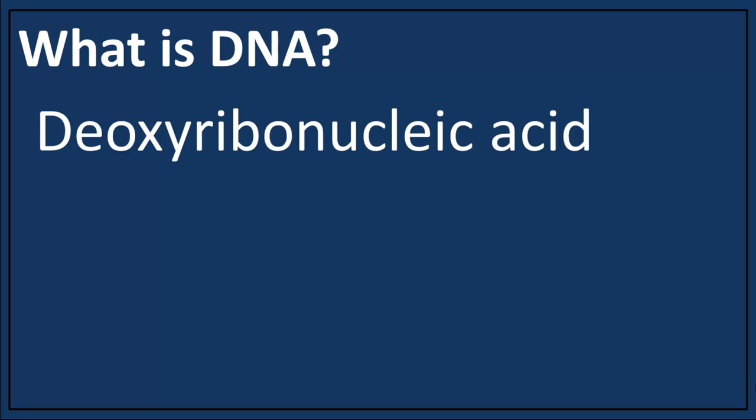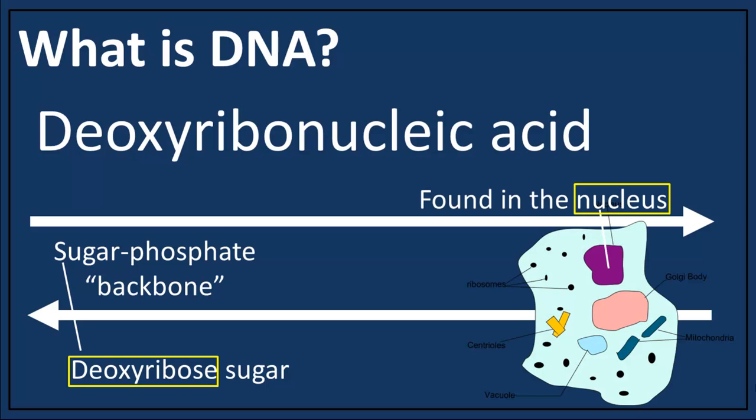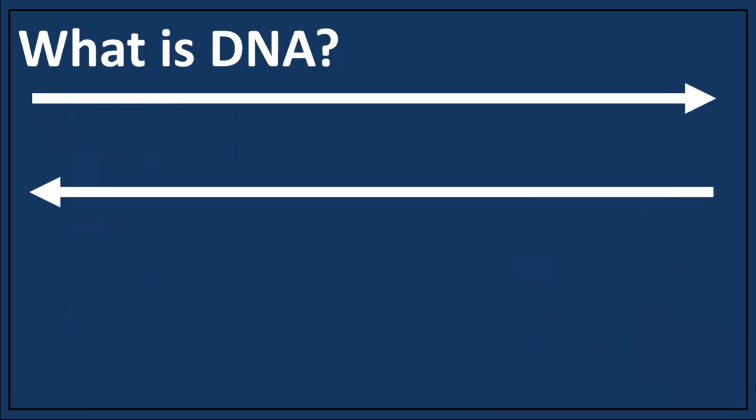DNA stands for deoxyribonucleic acid, which really just describes it as a chemical. DNA has a sort of backbone made out of a chain of sugar and phosphate units bonded together. The sugar is called deoxyribose, which is where the deoxyribo part comes from. DNA is found in the nucleus of the cell, which is where it is stored and protected from damage. That's where nucleic comes from. DNA is an acid because the phosphate groups release hydrogen ions in solution, lowering the pH slightly.